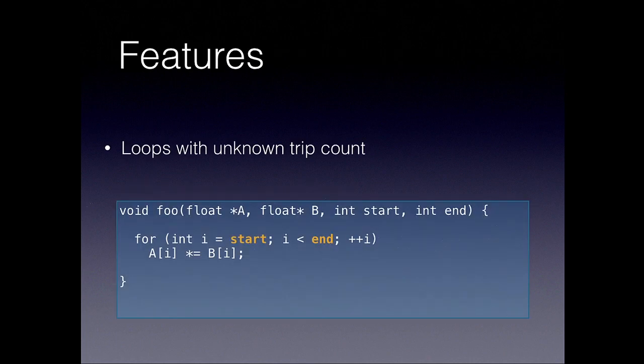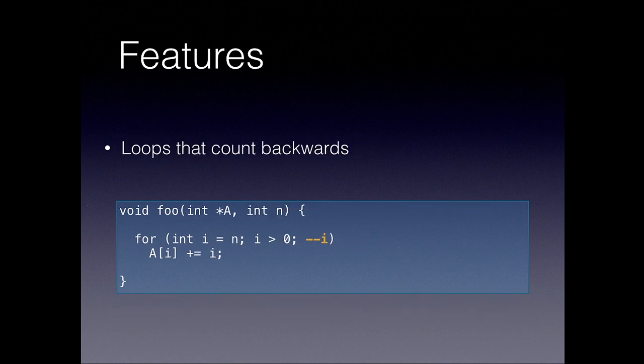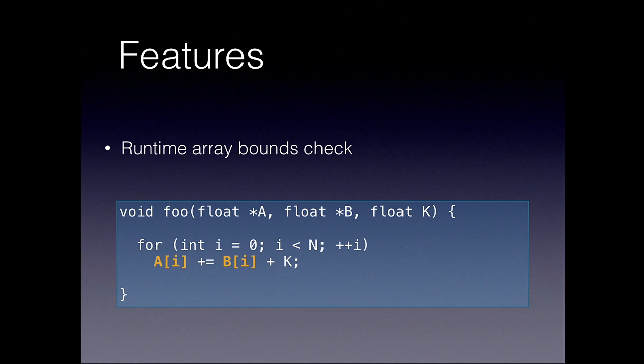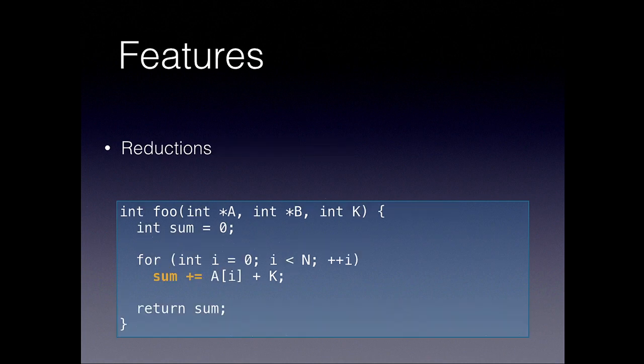All right, let's look at what kind of loops we can handle today. We handle loops with unknown trip count. We handle loops that count backwards. You can imagine you have a function with 2 parameters, 2 pointers. We don't know anything about those pointers. They could overlap, and sometimes that's unsafe. So we insert runtime checks to make sure it's actually safe.